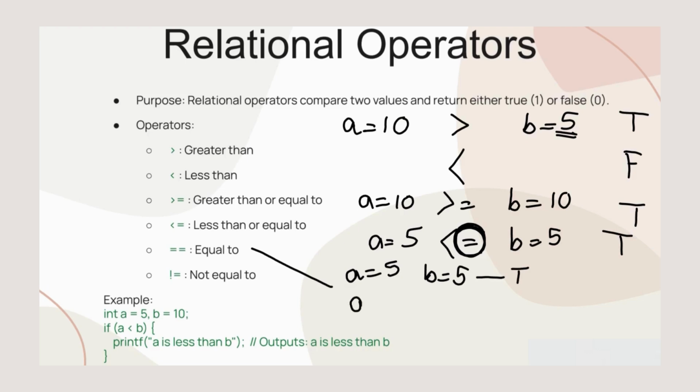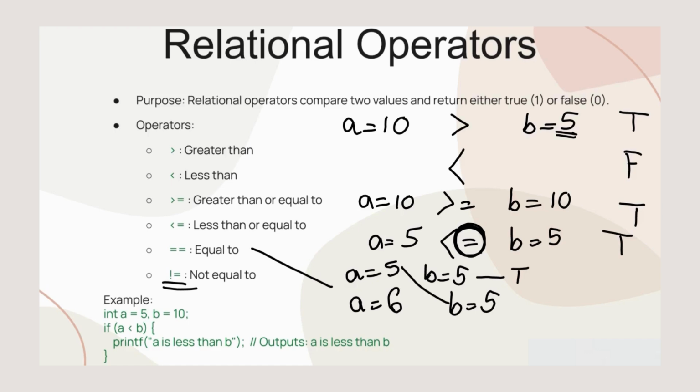So if I say A equals 6 and B equals 5, then only it will return true. But if I say A equals 5, B equals 5, it will return false in this case. So this is how different relational operators can be used in comparing different values of two variables. As you can see here, it is used in a simple C code.